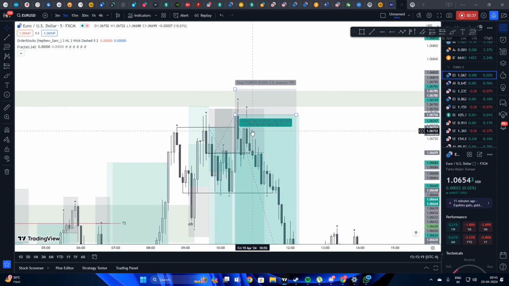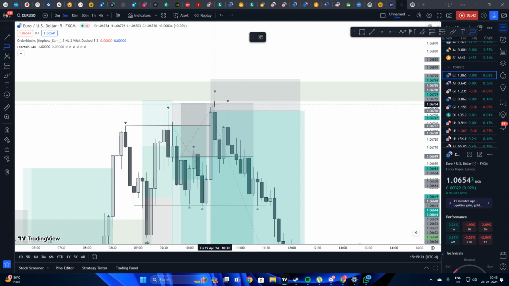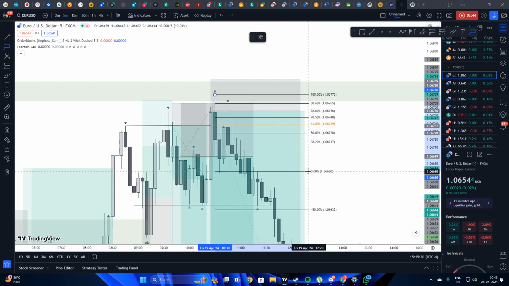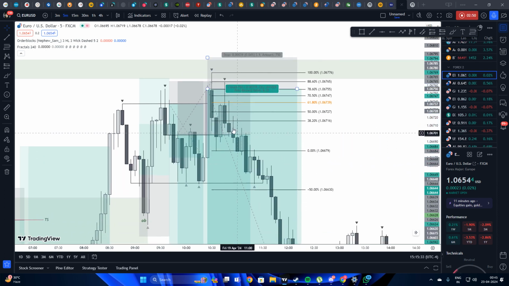So this can become my first take profit, and this can become my second and last take profit. This could have been one of the entry models, or I could have used my Fibonacci retracement tool and would have just got another entry.